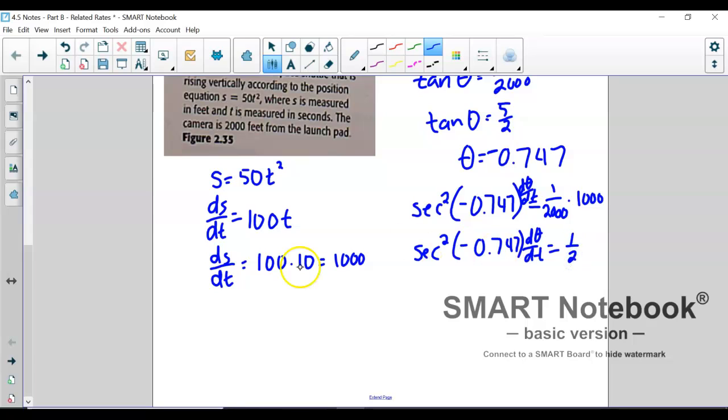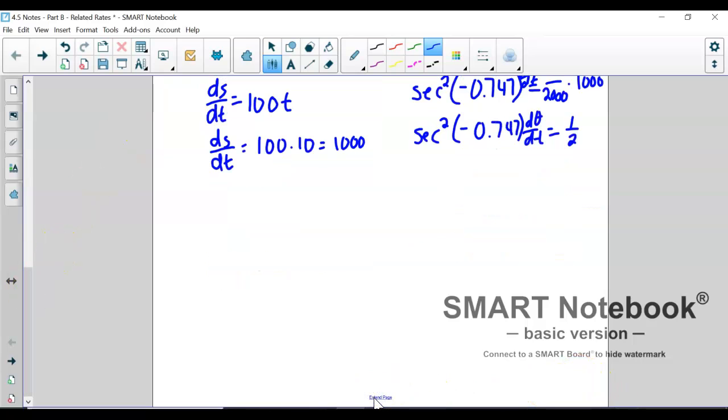And in your calculator, you're not going to be able to find secant. So what you can do here is type into your calculator 1 over cosine of the angle. I would do that first, hit enter, and then square what you get there. So 1 over cosine of that number that we have there.